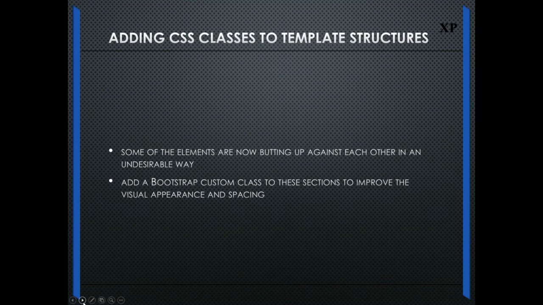So when you're going in to add new content sections to that template and remove unneeded horizontal rules from earlier lessons. Now, because these rules were used to space out the text content, some of these elements are now butting up against each other in an undesirable way. So in this section, you're going to add a Bootstrap custom class to these sections to improve the visual appearance and the spacing. These types of classes are predefined in Bootstrap.